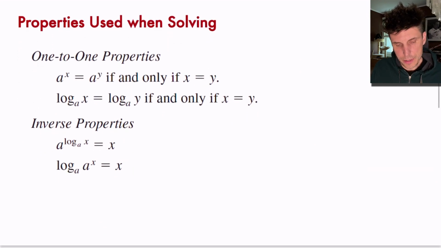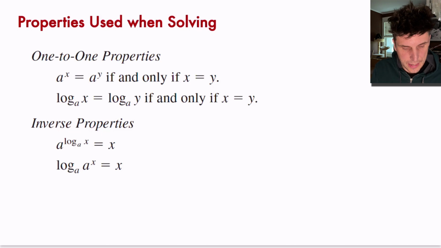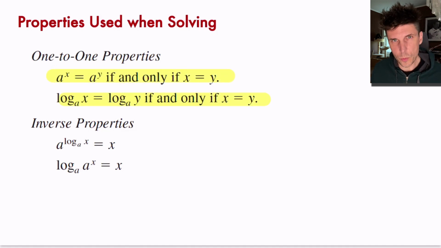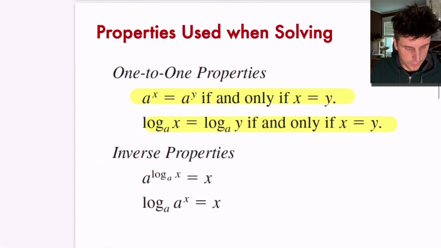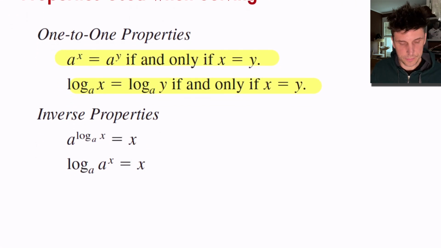So the properties that you would use to solve an exponential or logarithmic equation involve either the one-to-one properties or the inverse properties. Today, since we're not using a calculator, we're going to focus on the one-to-one properties. Sometimes I like to call them the obvious properties because if a to the x is equal to a to the y, x would have to equal y. And likewise, if log base a of x equals log base a of y, then x would also have to equal y. That's the only way that would occur. The inverse properties we can talk about in the next lesson.